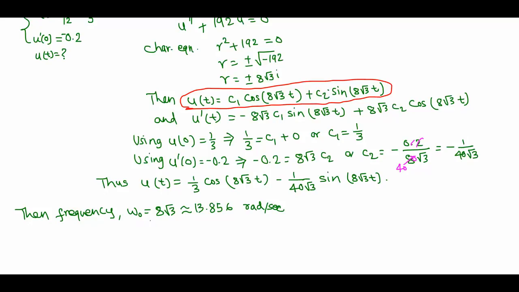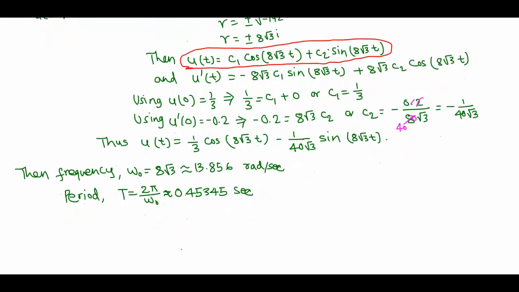As soon as we have the frequency, then we can find the period. That's 2 pi over omega naught. 2 pi divided by omega naught, use your calculator, this is approximately equal to 0.45345 seconds.